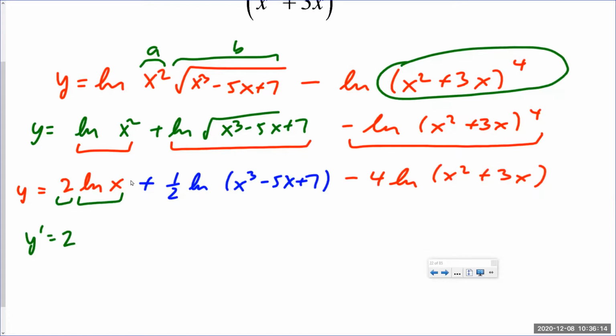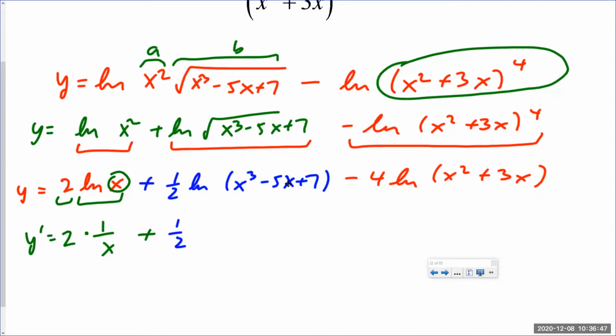So 2 times, what's the derivative of ln of x? Do you guys know? It's u prime over u. This is your u. What's the derivative of x? 1. What's your u? x. So this is just 2 times 1 over x. Okay? Plus what? This 1/2. This 1/2 is just a scalar. You just pull it down. Now, if it were 1/2 x, that would be different, right? Because 1/2 x would make this a product rule. But it's just 1/2 times something. It's just a coefficient.